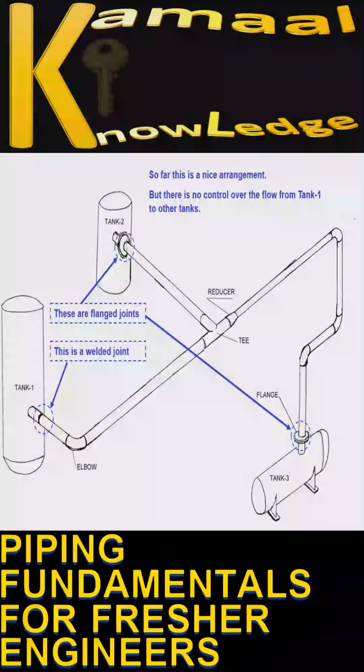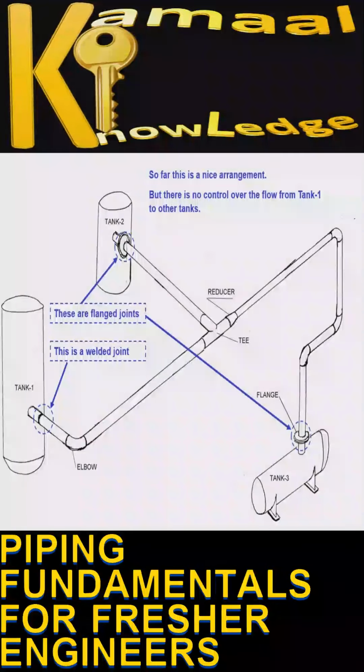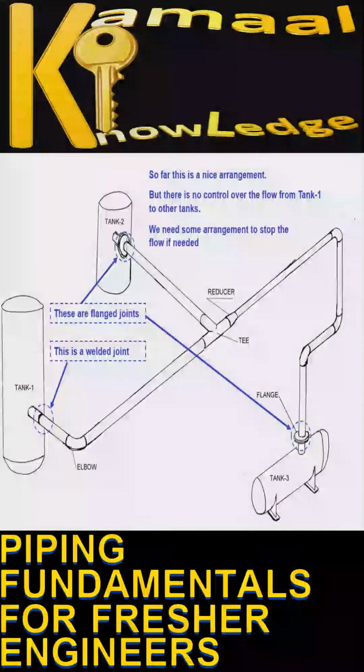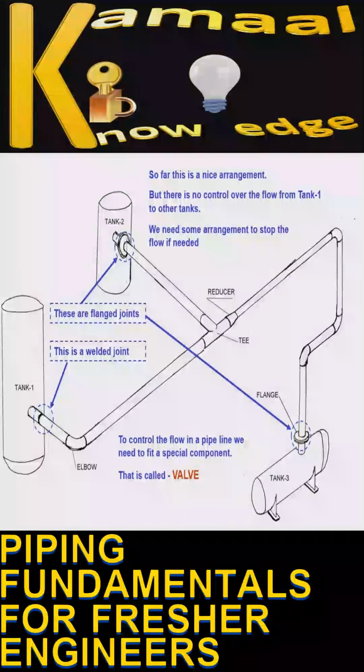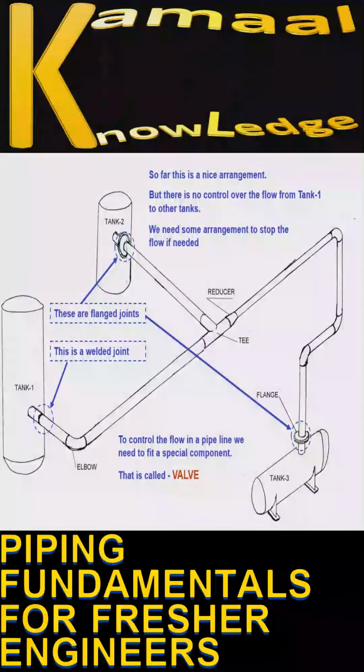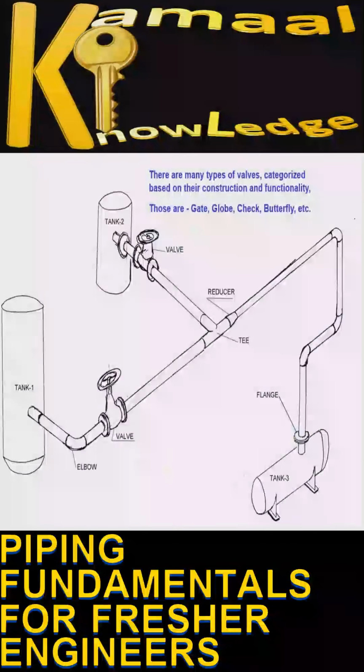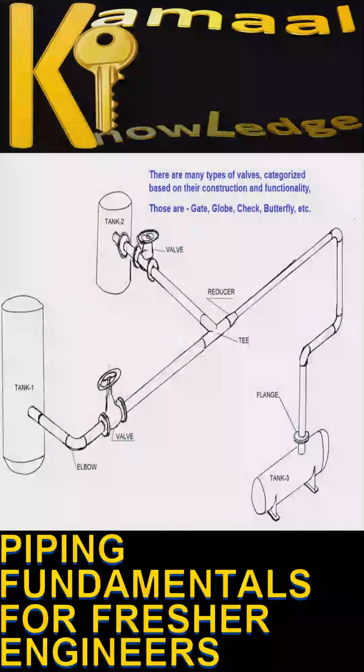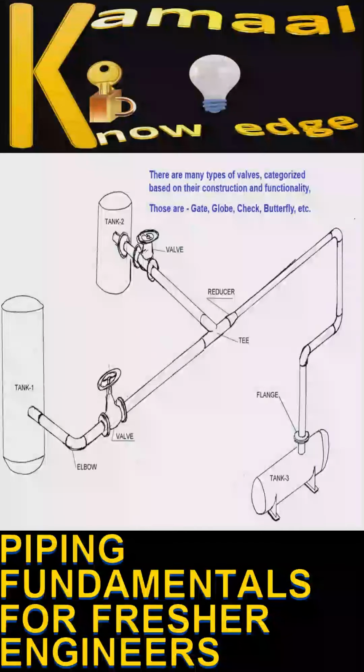But there is no control over the flow from tank 1 to the other tanks. We need some arrangement to stop the flow if needed. To control the flow in a pipeline we need to fit a special component. That is called a valve. There are many types of valves, categorized based on their construction and functionality. Those are gate, globe, check, butterfly, etc.